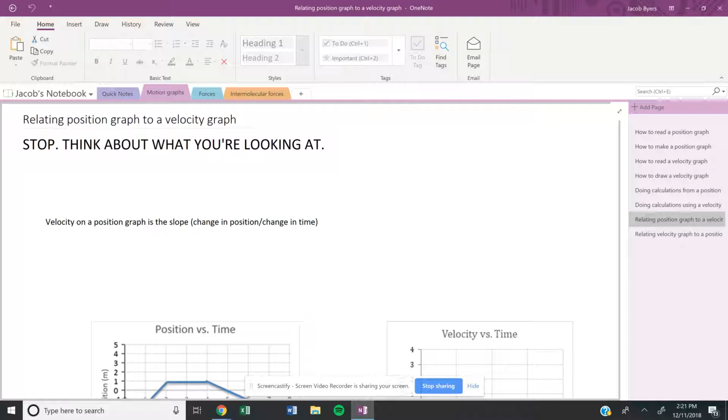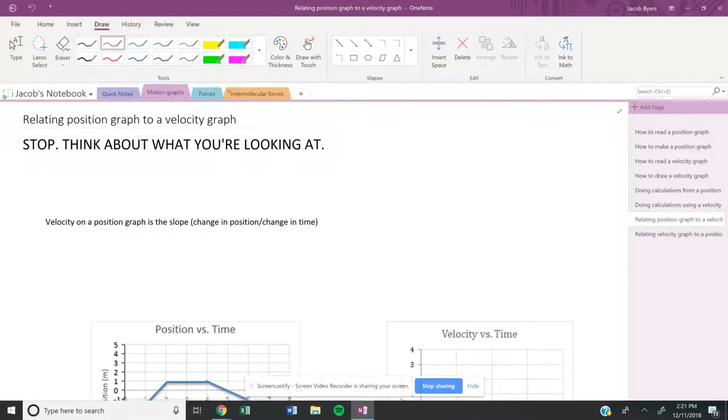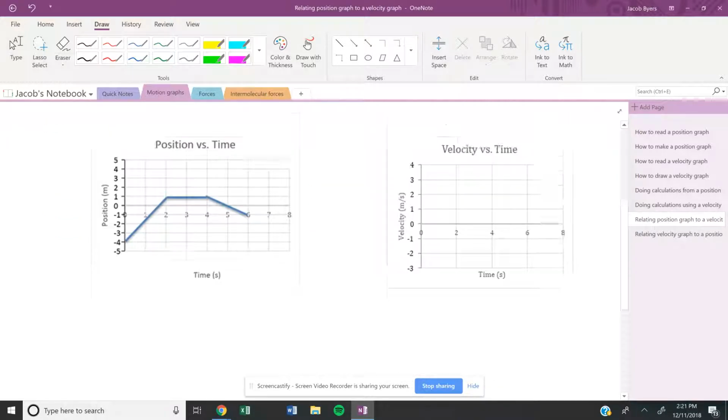It tells you where the object is, and how that position changes. The big thing here is that velocity on a position graph is the slope. Velocity is change in position per change in time, which is the same thing as the slope on our position graph. So we're going to take a look at this first one.